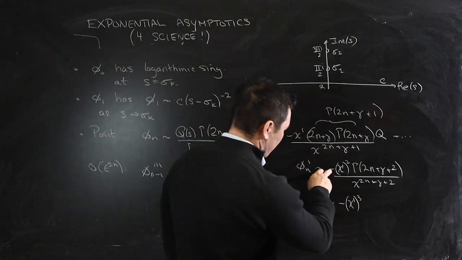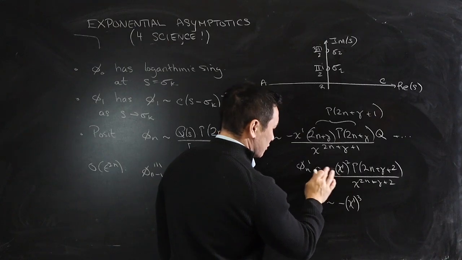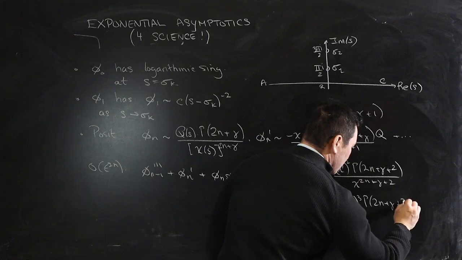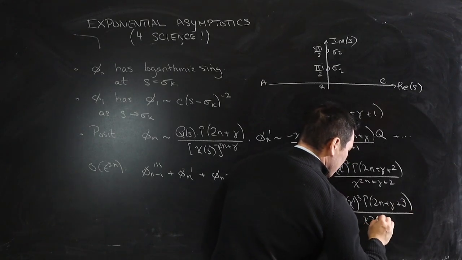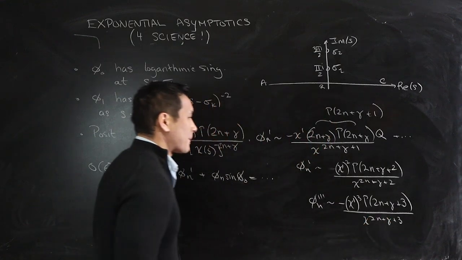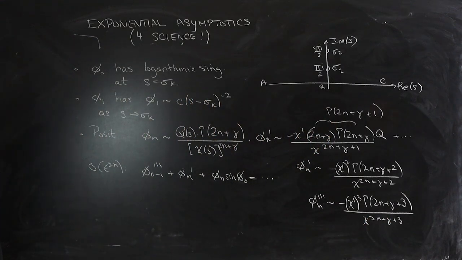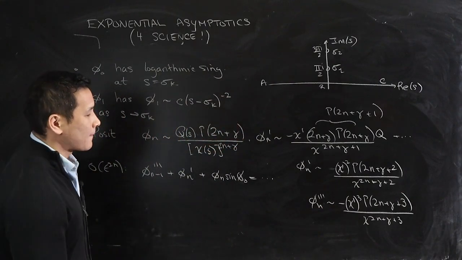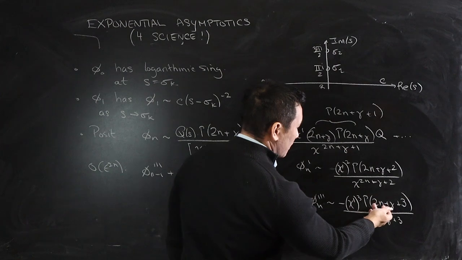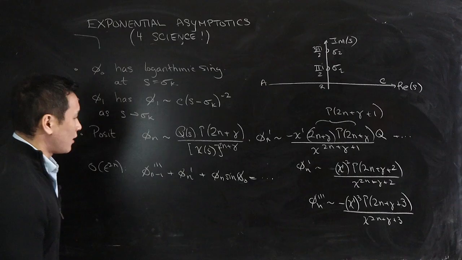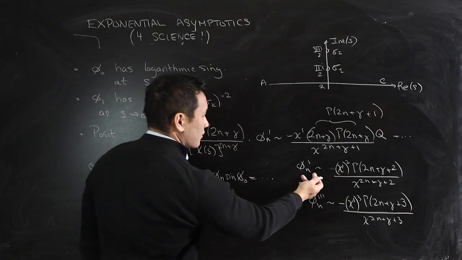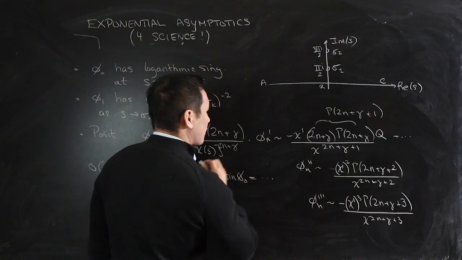I think my signs here should be swapped. That should be a positive sign, and that should be a negative sign here. This is gamma function of 2n plus gamma plus 3 over chi to the 2n plus gamma plus 3. Then if I substitute in an index of minus 1 here, this will be 2n minus 2 plus gamma plus 3, so it will be 2n plus gamma plus 1. And that will match the index for this phi n prime, which will be from here.